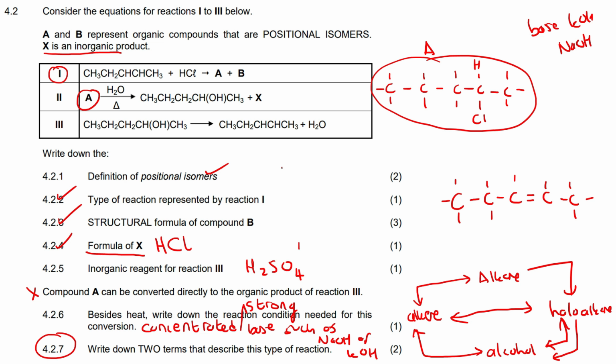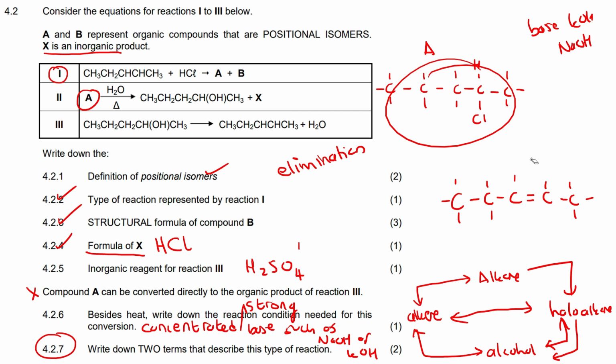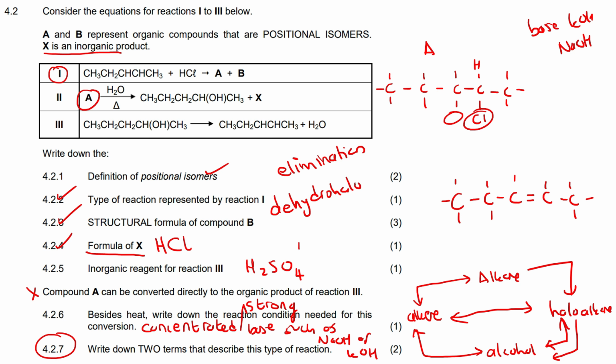Now it says, this last one, write down two terms that describe this type of reaction. Well, first of all, it's called an elimination reaction. But what are we eliminating? Well, if you go from here to here, you're definitely eliminating a halogen, and you'd also eliminate a hydrogen. So it's dehydrohalogenation. D, because it's elimination, you're eliminating a hydrogen, and you're eliminating a halogen.